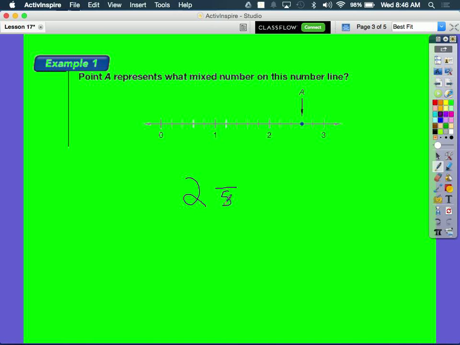My top number is going to be on what line is that dot? 1, 2, 3. I don't count the line that 2 is on because that's just 2 and 0 fifths. So I go 1, 2, 3, be 2 and 3 fifths. So to figure out the top number, I'm going to go by whatever line it's on. So I go 1, 2, 3. The bottom number is however many spaces I have between my two whole numbers. 2, 3, 4, 5.